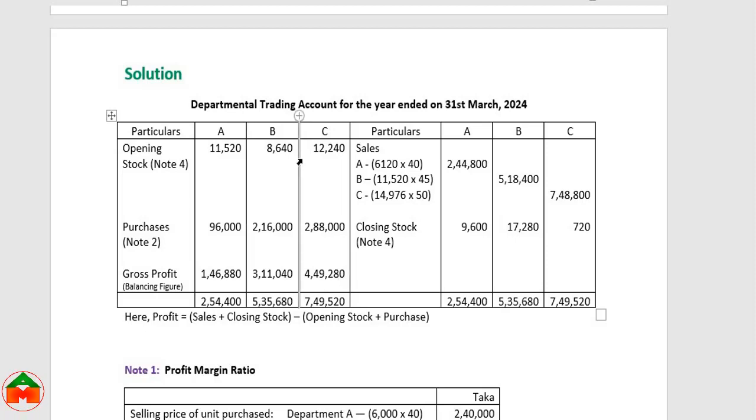4,49,280. So from the departmental account, we can see each department is producing profit. That means the departments are performing very well. That means they are efficient. So from this departmental account, we can get an idea about each department's performance, and from this performance we can evaluate the efficiencies of each department.